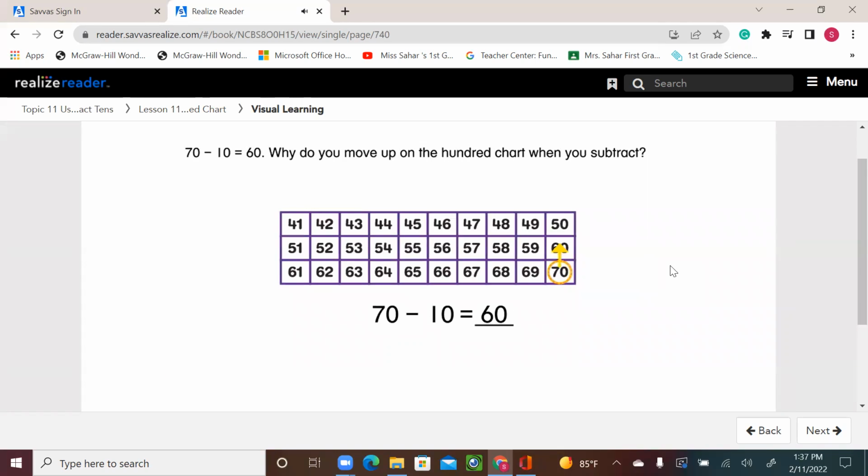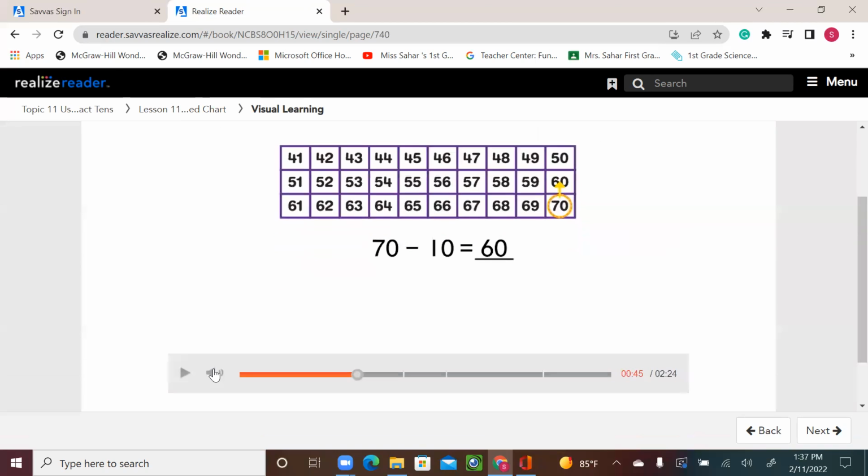Why do you move up on the 100 chart when you subtract? Because we move one row up, as we see with the 100 chart, when we subtract, we go up. That means the row before 70, this row. At this column, we have 60. So if I want to subtract 20, I'm going to move up one more row in the same column.